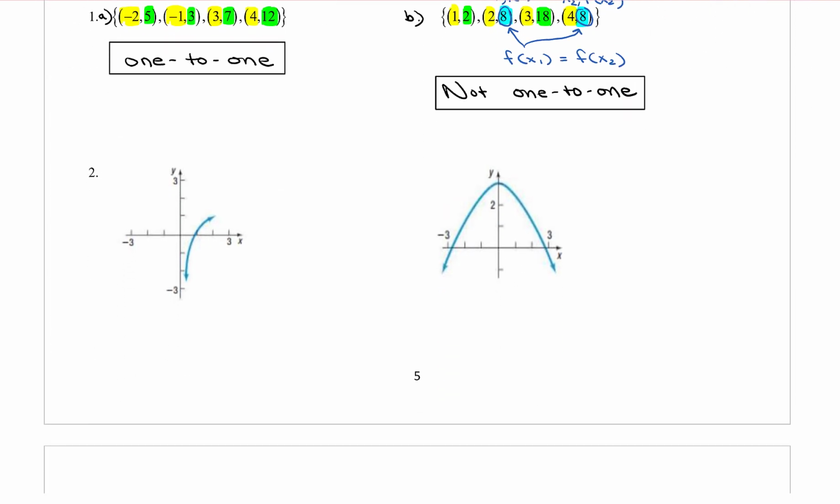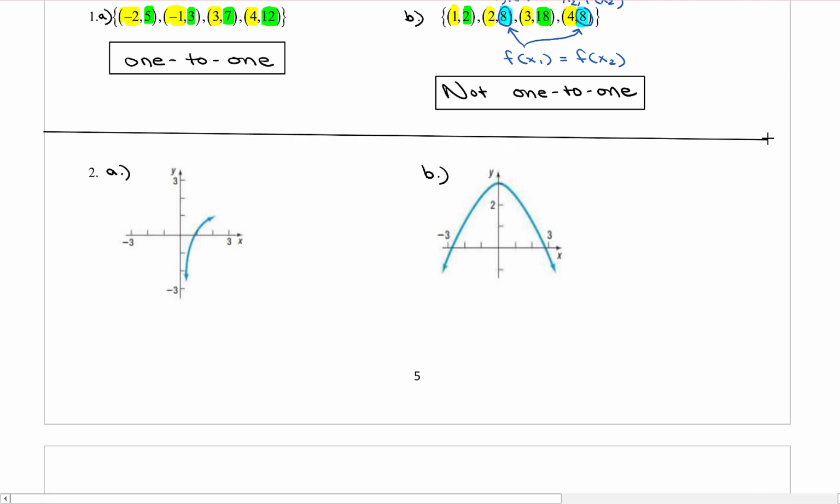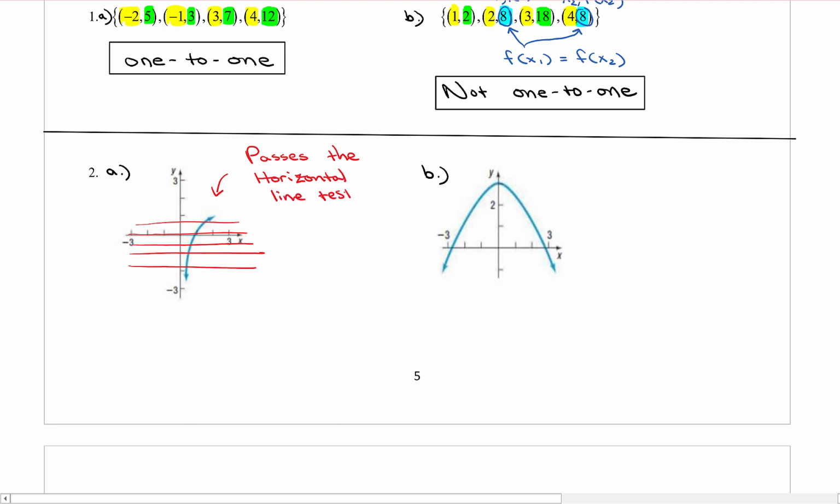Here we have a couple of graphs. Why don't we go ahead and call this first graph 2a, and we'll call the second graph 2b. So the easiest way to determine whether a given graph is one-to-one, if you're already told it's a function, is to go ahead and just perform the horizontal line test. If I draw horizontal lines everywhere, every horizontal line that I drew here hits at most once. So this passes the horizontal line test. Therefore, I can say that this function is going to be one-to-one.